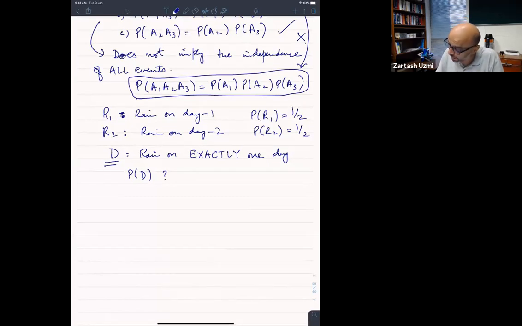One over 2. Why? Because the probability of D means that you get rain on day 1 and no rain on day 2, plus the probability that you get no rain on day 1 and rain on day 2, which turns out to be 1/2 plus 1/2... which is 1/2. Okay.